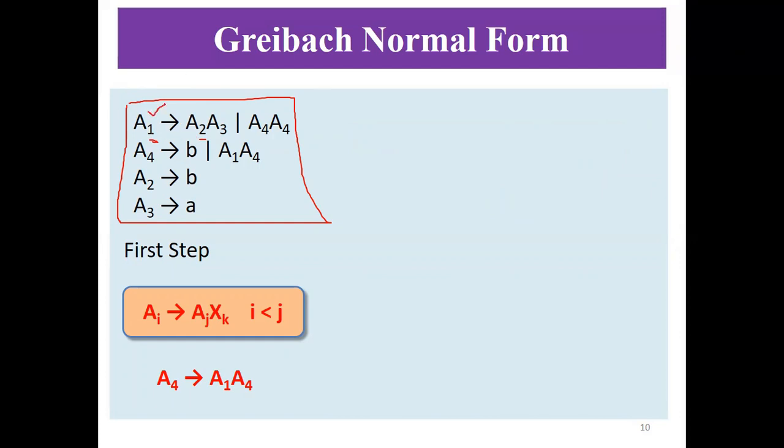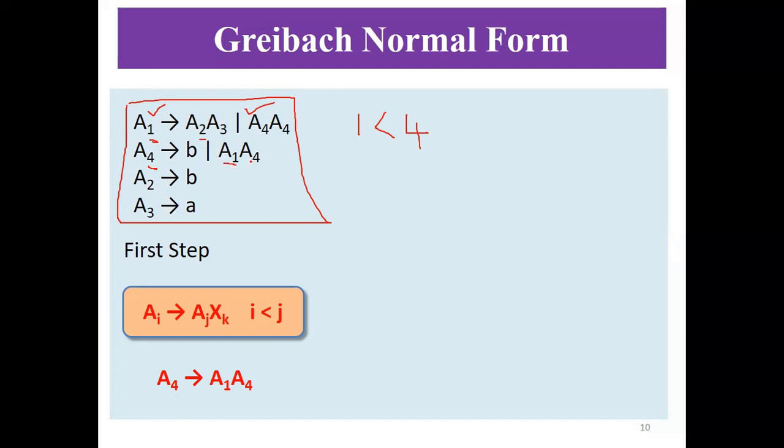Here the condition is satisfied. 1, 4. So 1 less than 4, right? So the condition is true. The next you check 4, and here it is not a non-terminal, so we cannot check, right? The checking of i less than j will happen only for the non-terminals. Okay. Here 4 and 1. So that means 4 greater than 1.